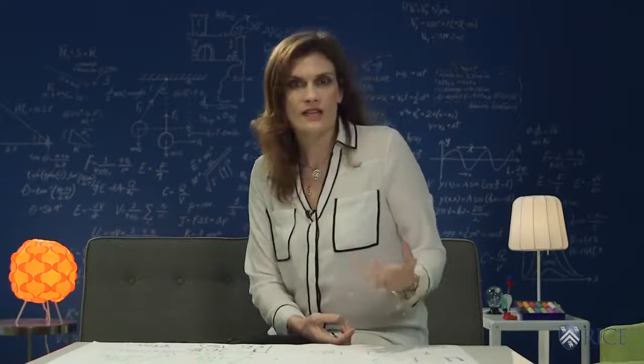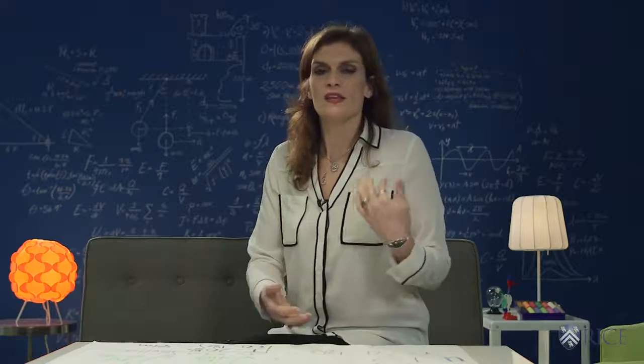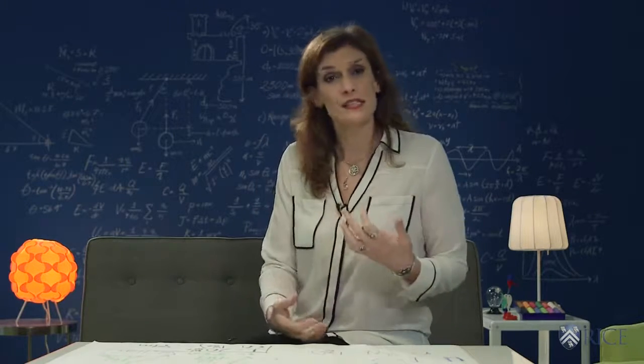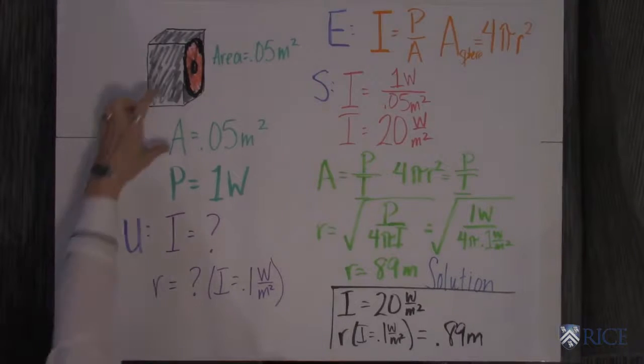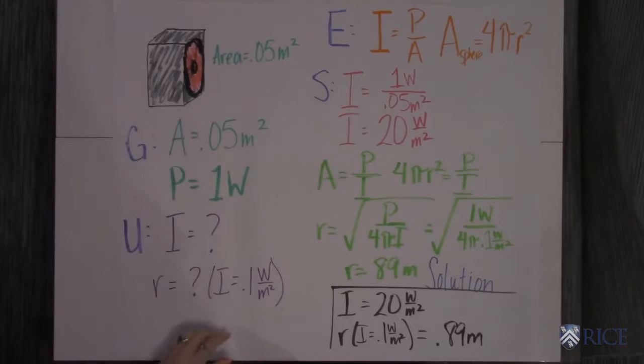So we started talking about sound and how sound propagates, and we have a problem that uses some of the formulas we're using for sound and talks about power and intensity again. So this problem says that you've got a low frequency speaker of a stereo set. It's got an area of 0.05 meters squared, and it produces 1 watt of acoustical power. Okay?